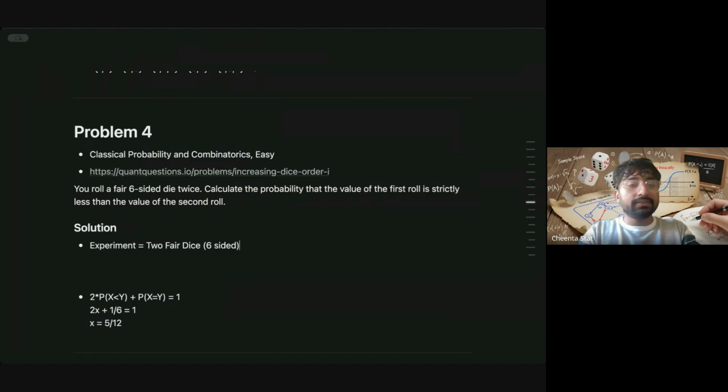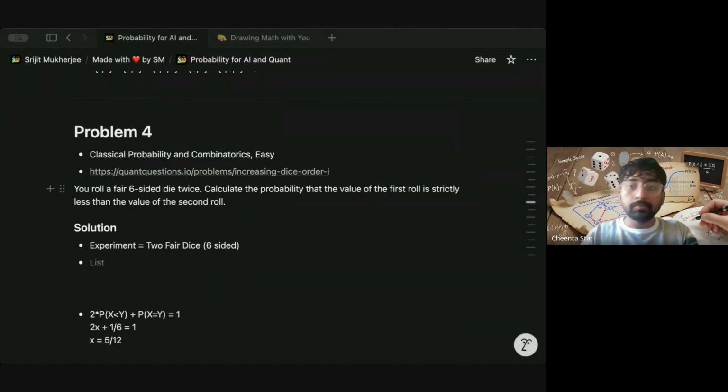All of you can see my screen? Yes or no? All good? Okay, good.